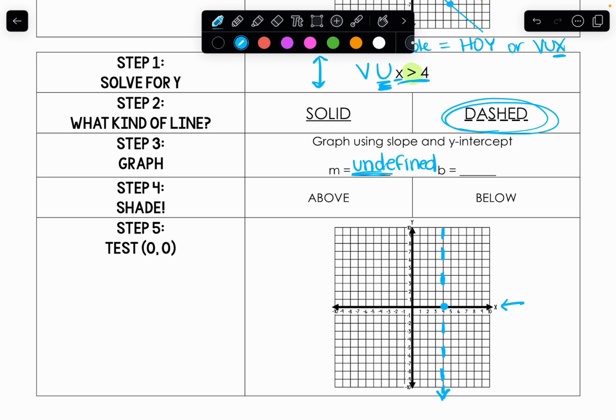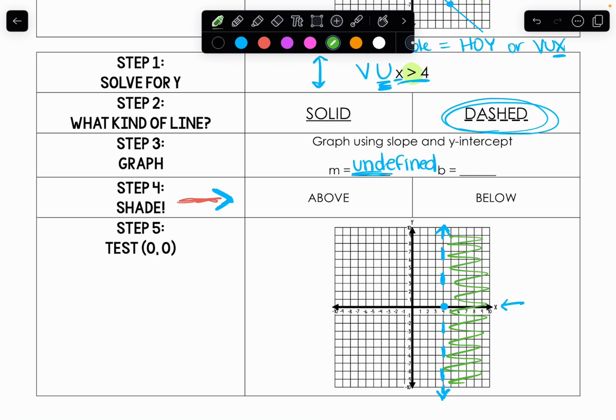Now, vertical lines are the only ones where you're going to be able to use that inequality as an arrow. So my inequality is greater than. If I turn it into an arrow, it's going to be pointing to the right. So you would shade the right side of the line.